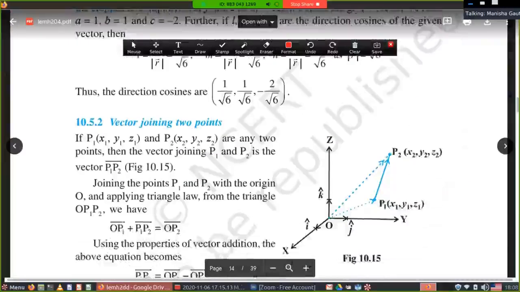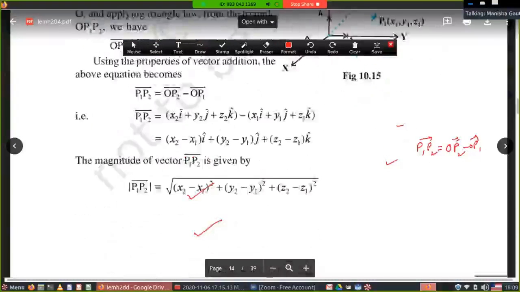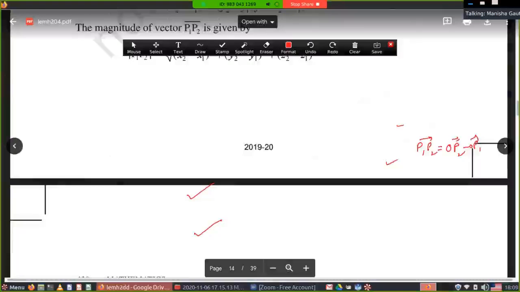The vector joining two points. Now, how do we get the vector when two points are given? Suppose P1 and P2 are two points given in space, with coordinates x1, y1, z1 and x2, y2, z2. Then vector P1P2 can be calculated using the position vectors as OP2 minus OP1, because OP1 plus P1P2 is equal to OP2 by the triangle law. It means if two points are given, then you can find the vector.